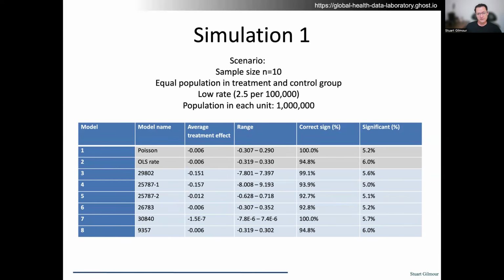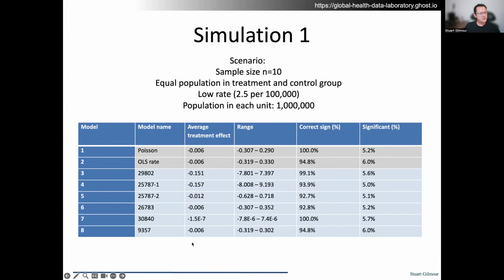The treatment and the control group have the same rates, so you should expect that the estimated treatment effect will be approximately 0 in the Poisson model, which it is. The range is not large, and remember this is a null model, so there should be no significant results, but because we're using p of 0.05 for significance, we expect 5% of our results to be spuriously significant. The Poisson regression model gets the correct sign 100% of the time.